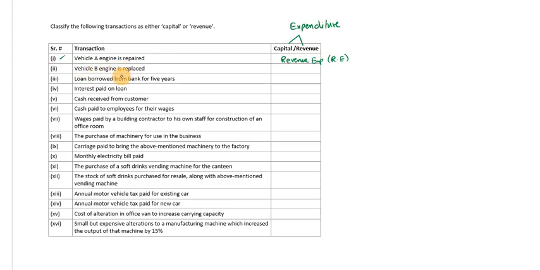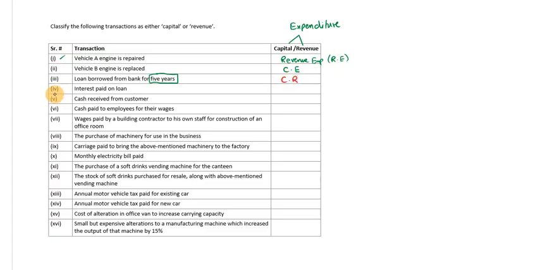Vehicle B engine is replaced. So engine is replaced, it means it increases the efficiency of vehicle B. So this will be treated as capital expenditure. Point number 3, loan borrowed from bank for 5 years. It means there is an agreement of more than 1 year, and a contract of more than 1 year will be capital. So loan borrowed from bank means we are receiving money. So this will be a capital receipt. Here CR means capital receipt.